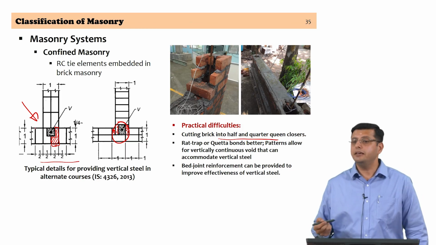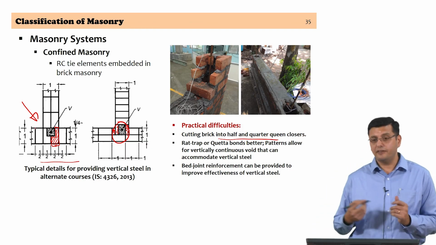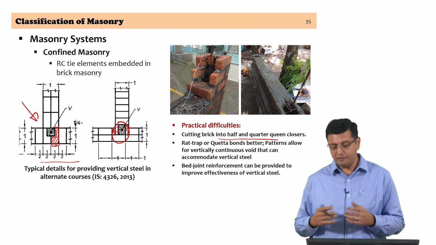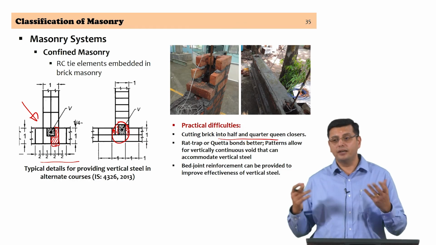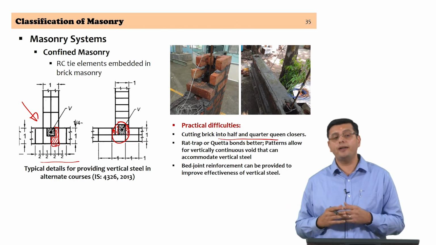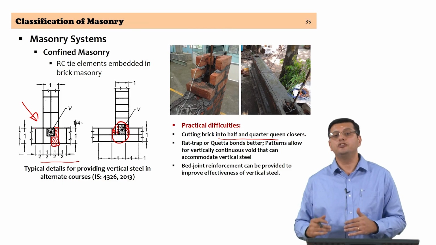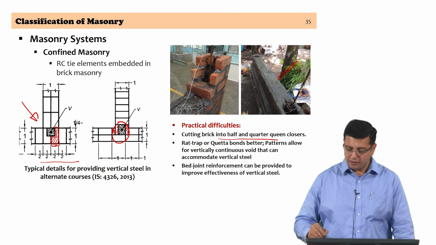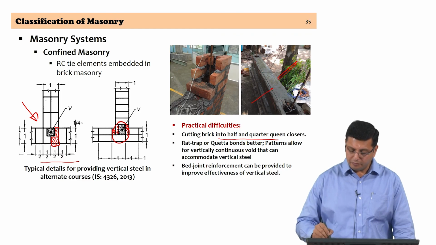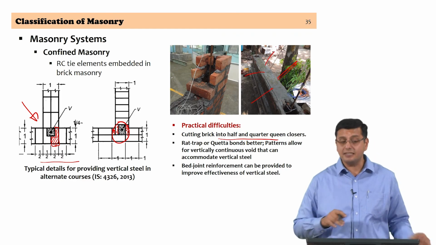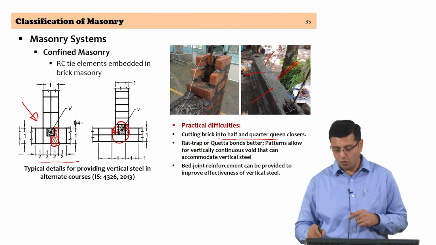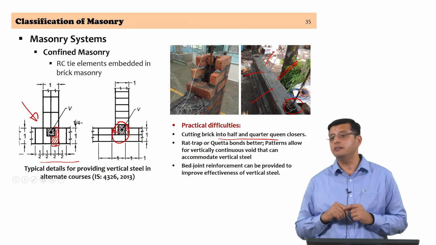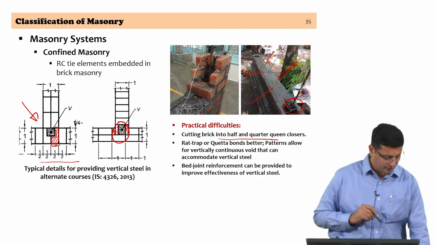To make the confinement effective and to ensure that the vertical steel that you are providing also works well to provide deformation capacity, it is useful to provide bed joint reinforcement. As you see in this picture here, there is bed joint reinforcement in the form of a truss that is placed, and that goes around the vertical steel itself.